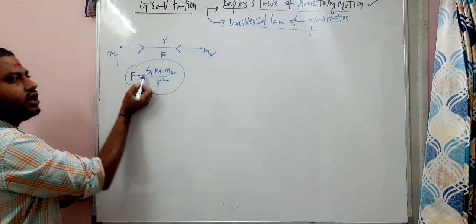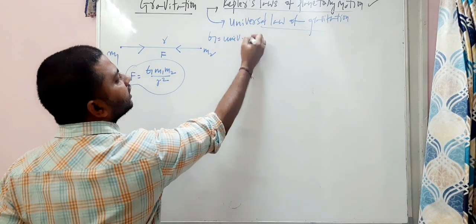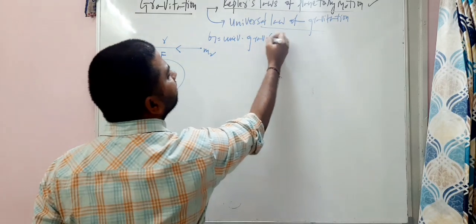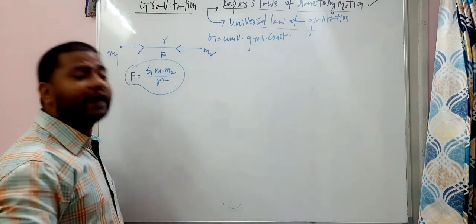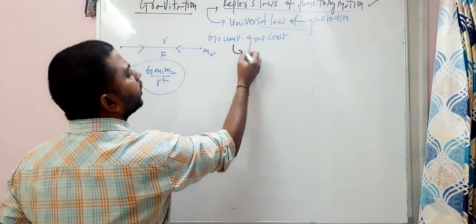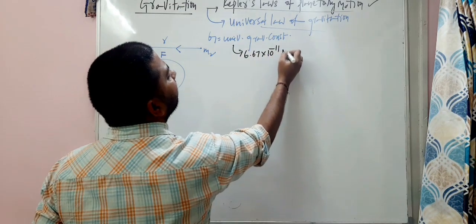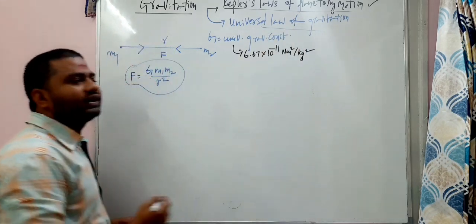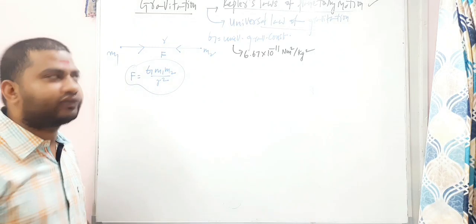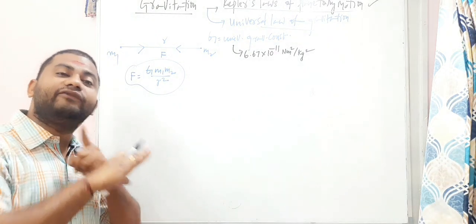What is G? G is the universal gravitational constant, which has a value 6.67 into 10 raised to minus 11 Newton meter square per kg square. That's the unit and the value for capital G, and it is constant everywhere.